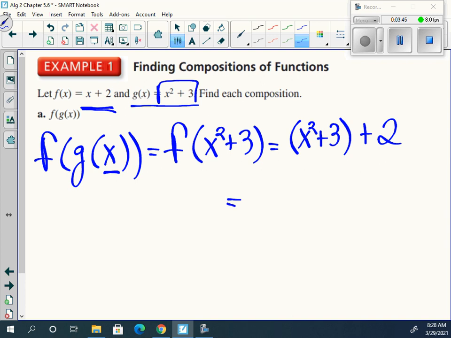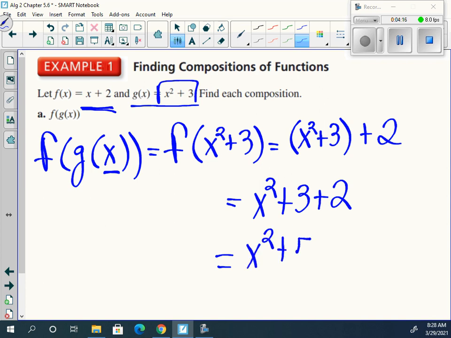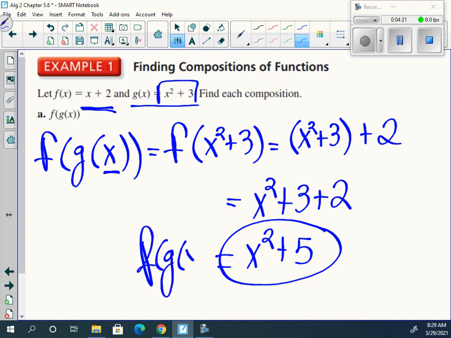So we'll need to simplify a little bit before we can say we're officially done. So is there anything going on with those parentheses around the x squared plus 3? No signs out in front, no numbers in front of it? No powers, it's pretty much just by itself, yes? Okay, so we can drop those. Do we have any like terms? 3 and 2, which gives us plus 5. So f of g of x would be x squared plus 5.